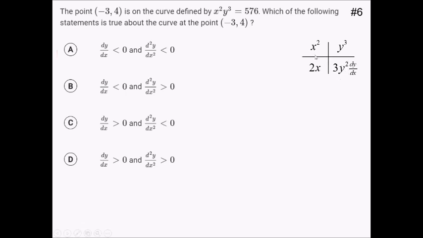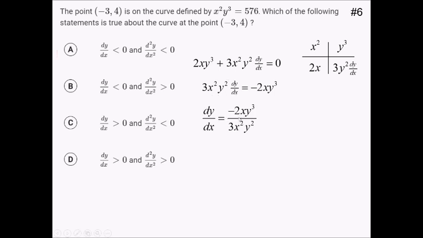Okay, so multiplying this out with the ribbon now, we have 2x times y cubed plus 3x squared y squared dy over dx. And all of that's going to equal the derivative of a constant, which is 0. At this point, it would be helpful to isolate dy over dx. So let me subtract 2xy cubed from both sides, and then divide both sides by 3x squared y squared. So there's dy over dx.